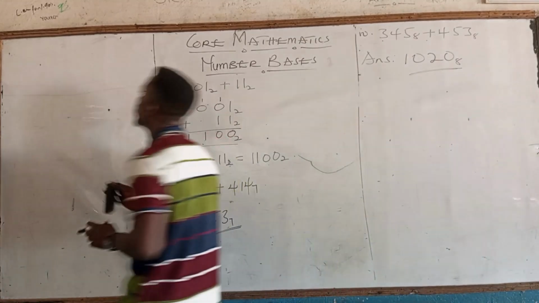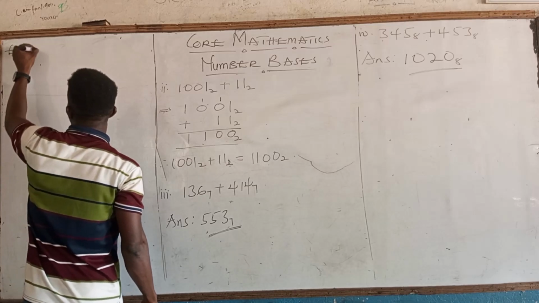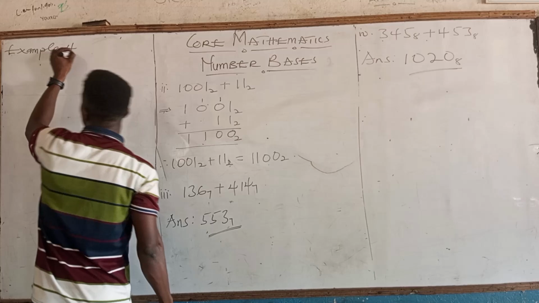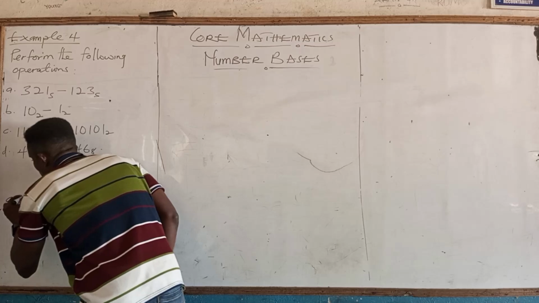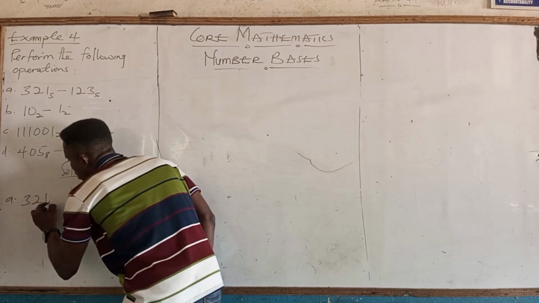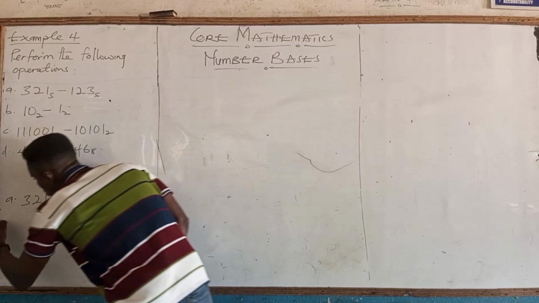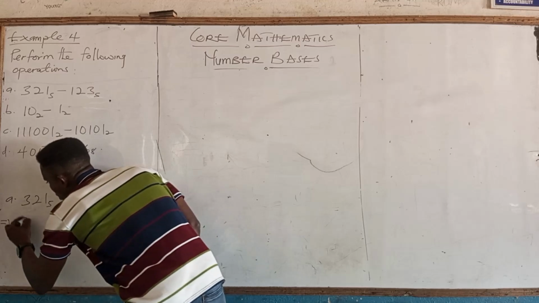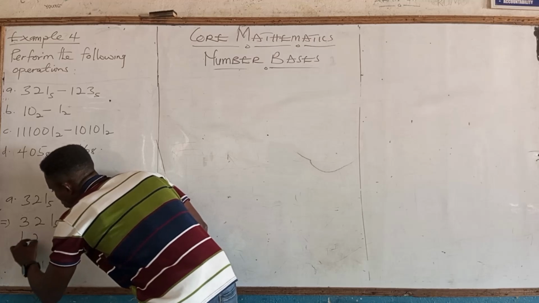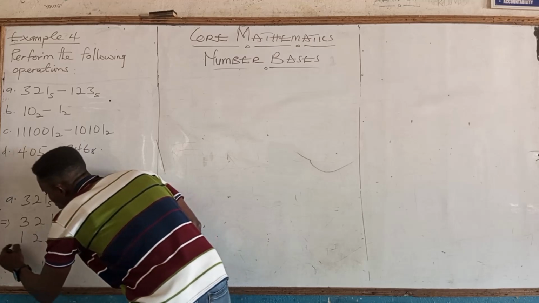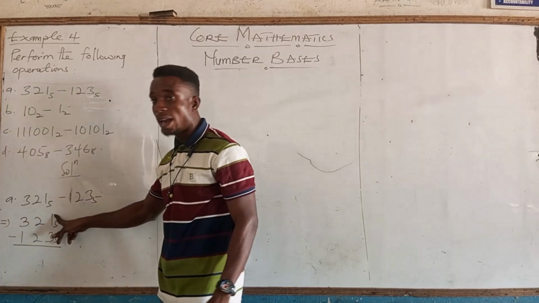Let's now proceed. So, example number 4. You have to perform the following operations. I'm taking the A. So 321 base 5 minus 123 base 5. So this implies we have the 321 base 5, then the 123 base 5. We are subtracting. So when we subtract 3 from 1, it can't be.